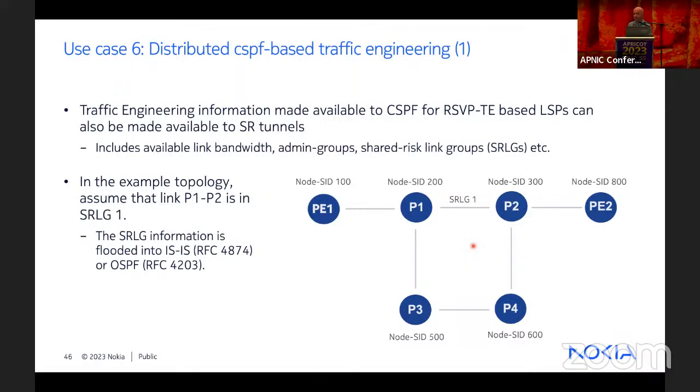So that's a challenge. What you can do, with some of these constraints, is get that information from the optical layer and say, hey, these links are part of the same shared risk link group. If I'm building two links, I want them to be in two different shared risk link groups, so that they do not share fate. In this example, it's not strictly speaking to do with that, but let's just say we've got a shared risk link group between P1 and P2. This information can be flooded into OSPF and ISIS, as part of our traffic engineering information.